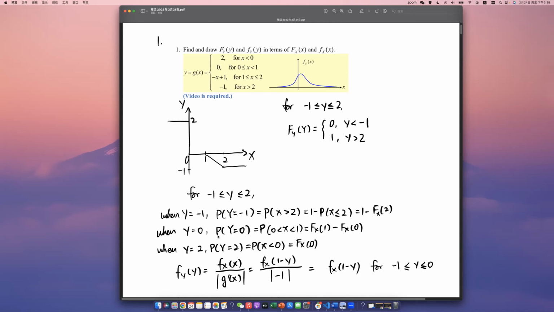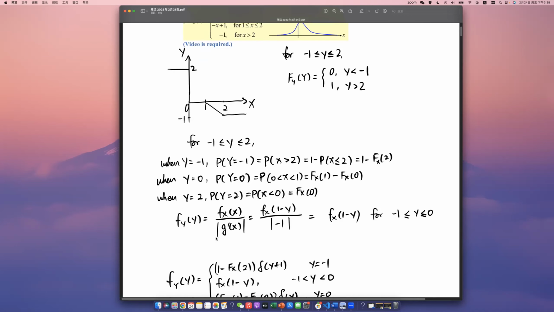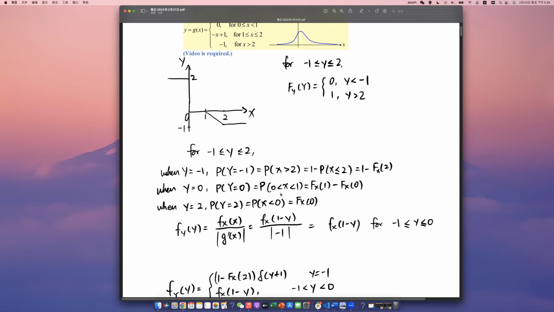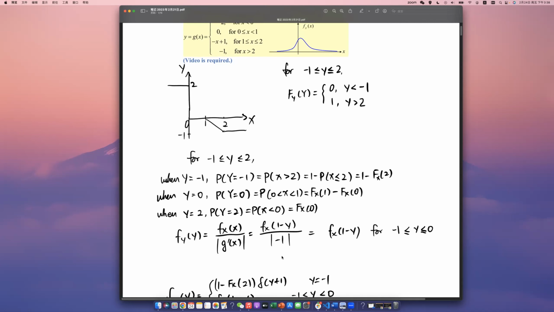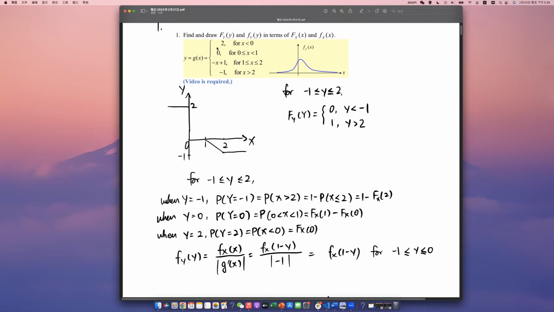And when y equals 0, it's equal to x between 0 and 1, x greater or equal to 0 and smaller than 1. So the probability should be big F_X(1) minus F_X(0). It's an area. And when y equals 2, the probability should be x less than 0, and it is this part, which is F_X(0).